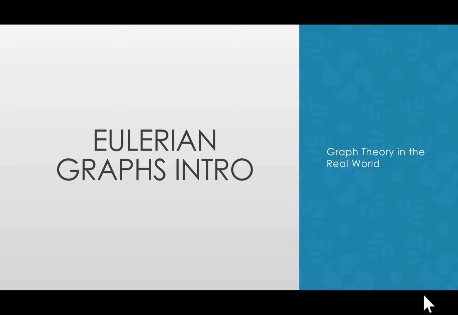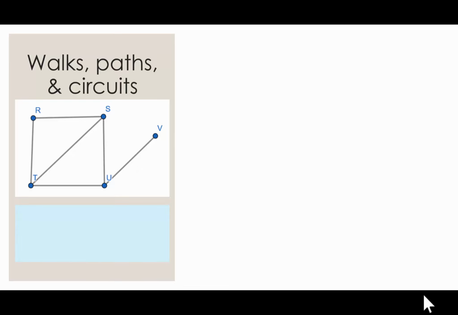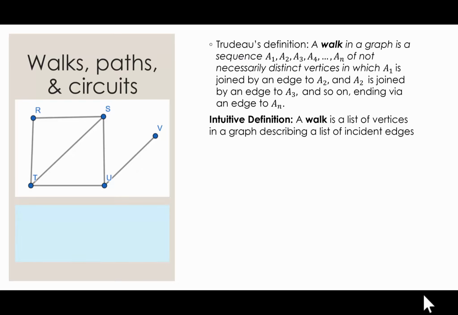Welcome to this video about Eulerian graphs. First, we're going to need a couple definitions before we can define what we mean by Eulerian. So let's talk about a walk in a graph. And these other ideas, paths and circuits, will be specific kinds of walks.